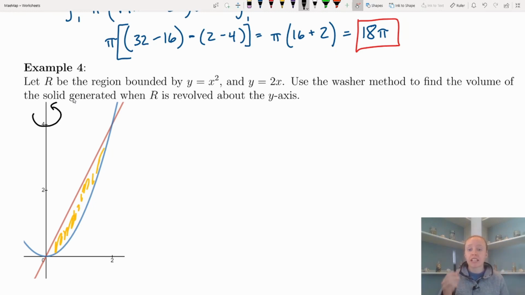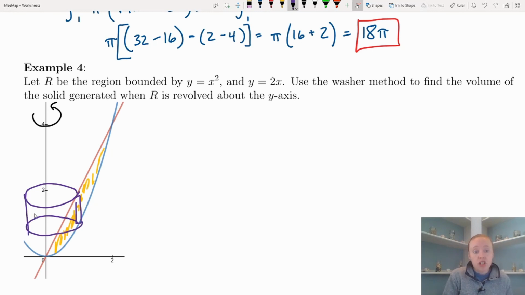If we integrate with respect to x, those rectangles will be drawn vertically. And if those rectangles are drawn vertically, think about rotating that around. We're going to get an actual shell, a cylinder. So we don't want to use this if we're told to use the washer method. If we're using the washer method, we're going to want our rectangles to be drawn horizontally, so that when we revolve them around, we'll get that flat disc or washer. So that means, with this case, we're going to be integrating with respect to y.